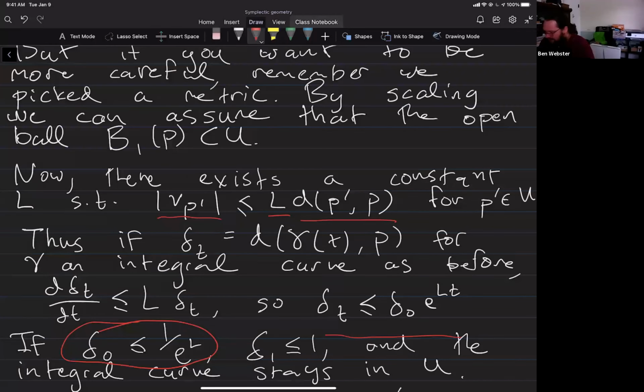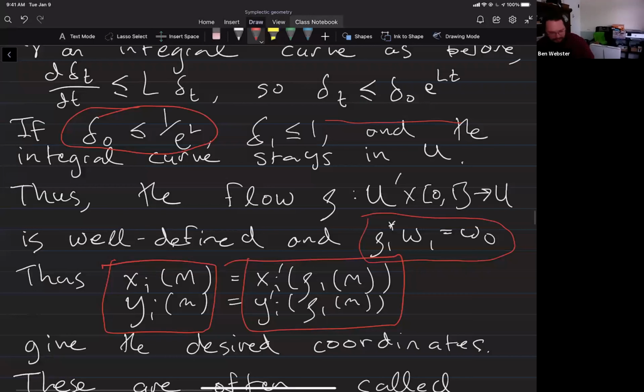So I should emphasize the key difference I'm using. When I was doing the original version of Moser, I didn't require that the forms matched at any point. Here, I'm really using the fact that my form doesn't change at the point P. So that's a much stronger assumption, which is what lets you get around the compactness.